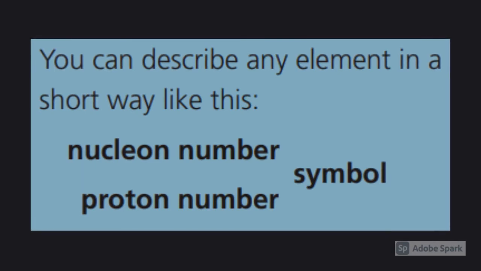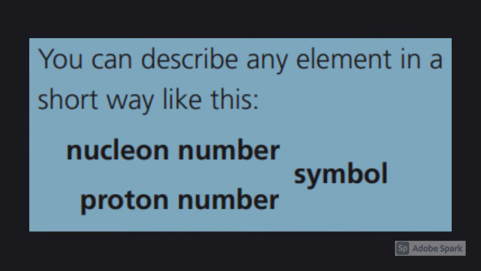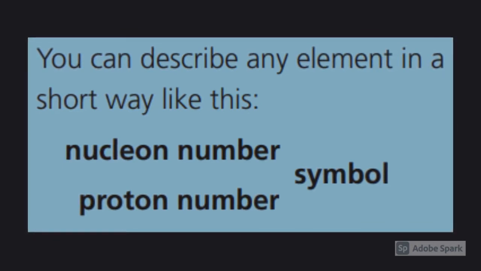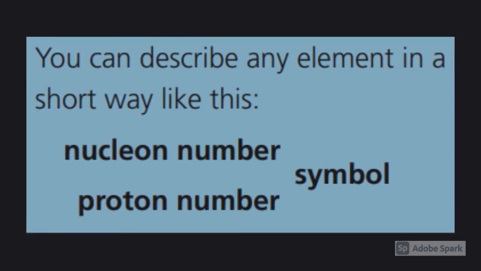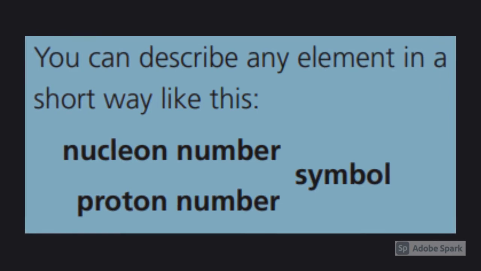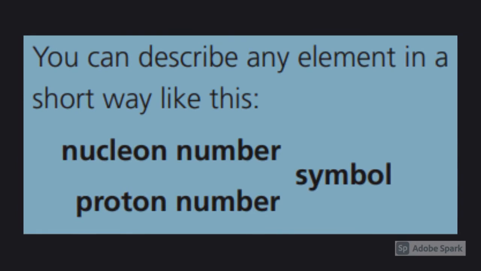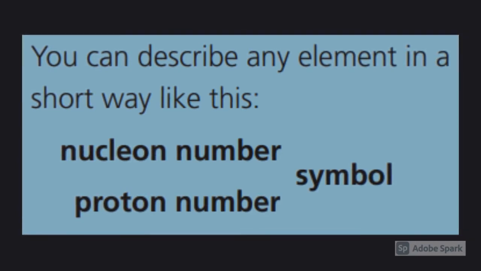Now an atom of an element can also be described using the shorthand way. You put the symbol on the right hand side, remembering that you need to have a capital letter for the first letter and all other letters must be in lowercase. You can then put the nucleon number at the top on the left hand side of the symbol. The nucleon number is the number of neutrons added to the number of protons in that particular atom. And put the proton number on the bottom left hand side.